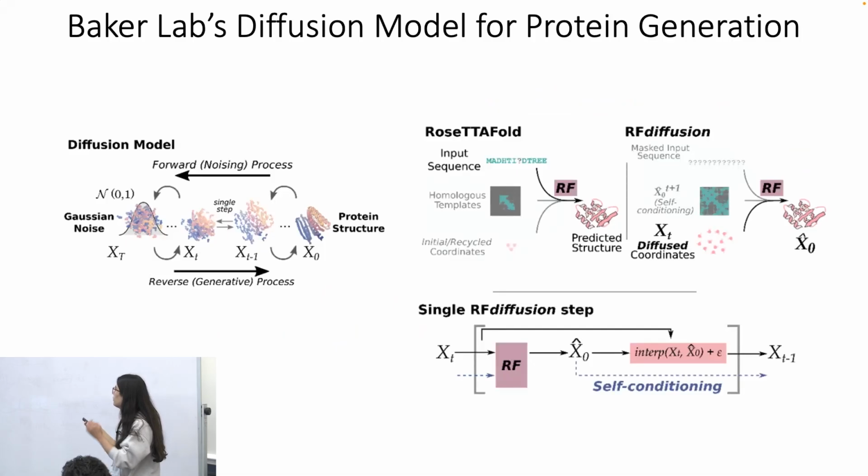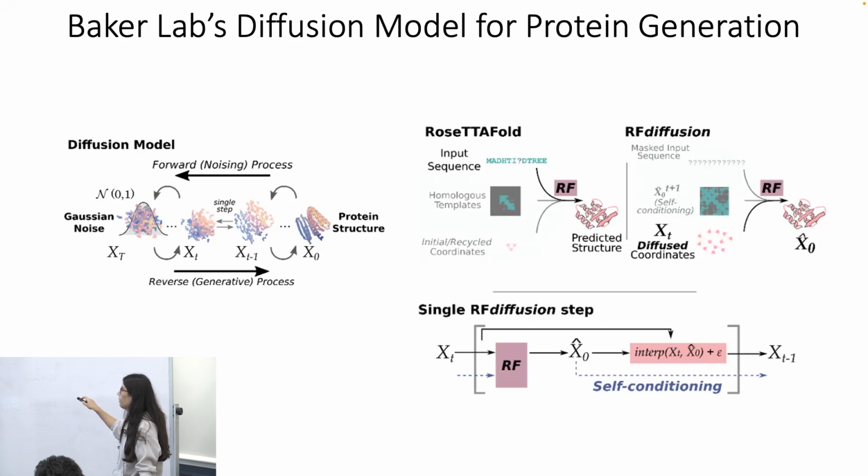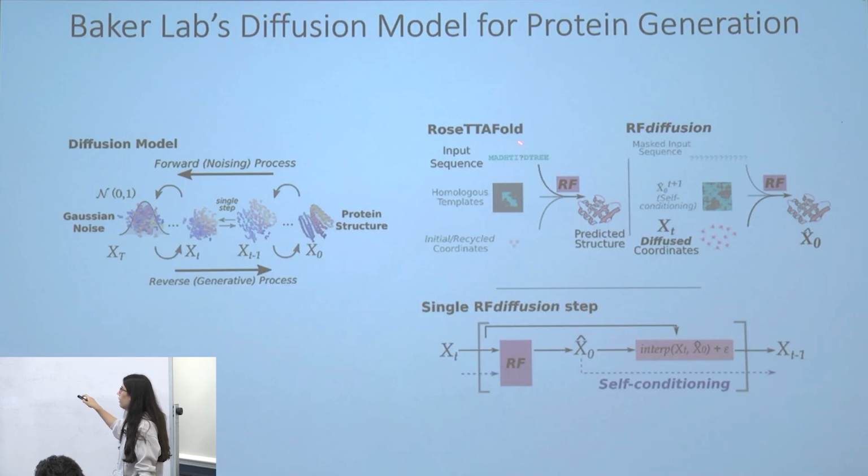And here they highlight the differences between RosettaFold and RF diffusion. So in RosettaFold, it was developed for structure prediction from input sequence. So they also added the capability of infilling parts of the sequence instead of everything having to be inputted.